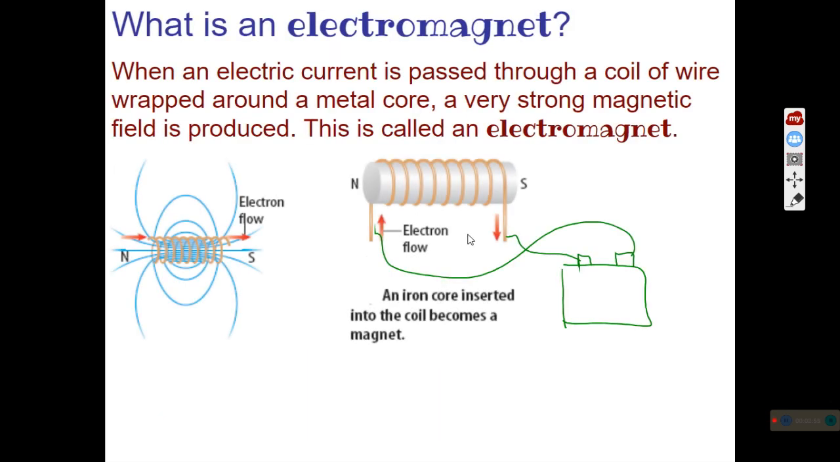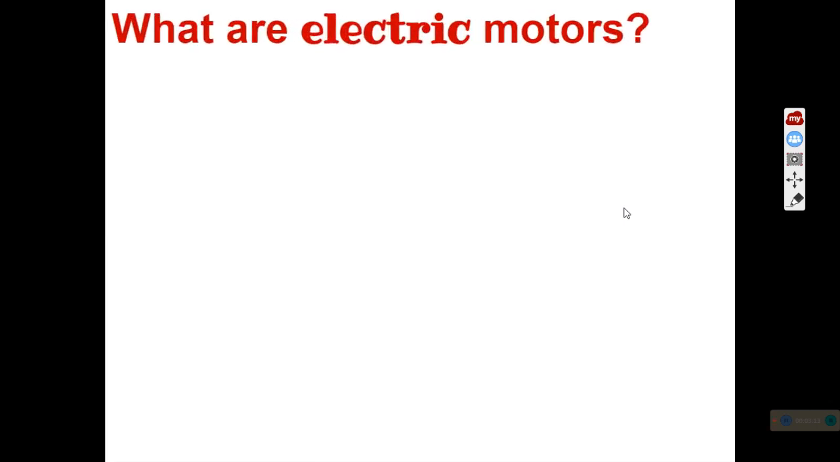So what is an electromagnet? An electromagnet is where you have an electric current pass through a coil of wire, here's the wire, wrapped around a metal core. If it's not attached to a battery or a power source, we won't see any magnetic properties.